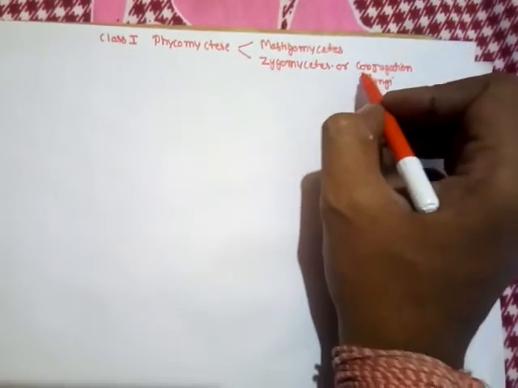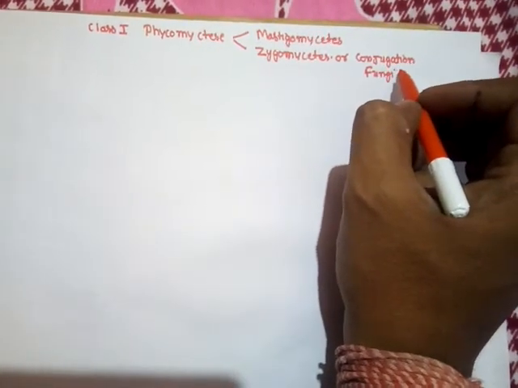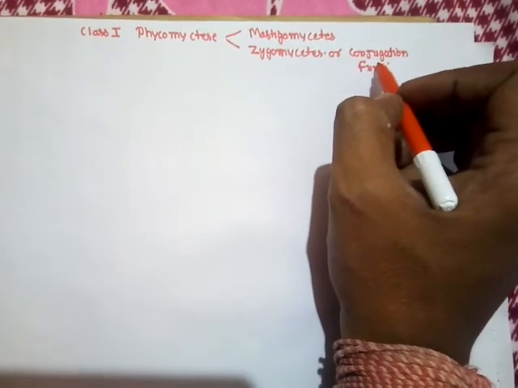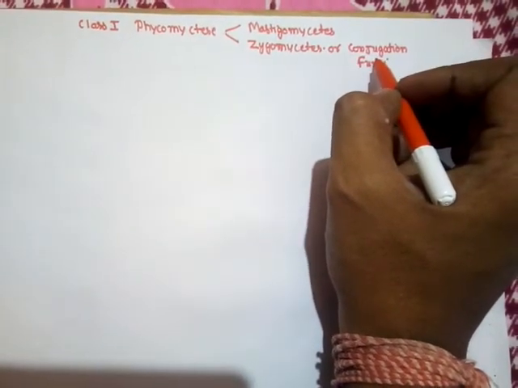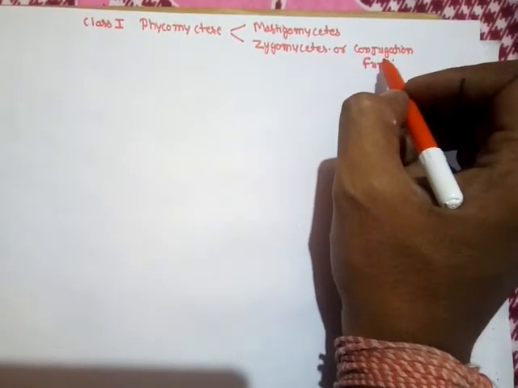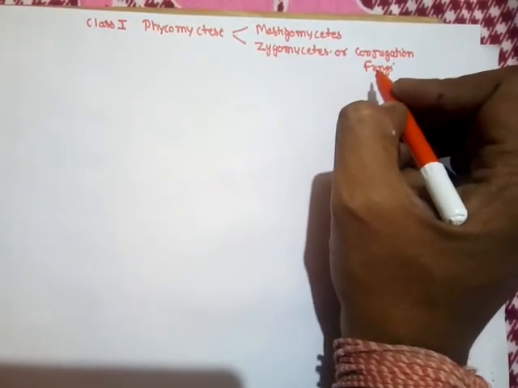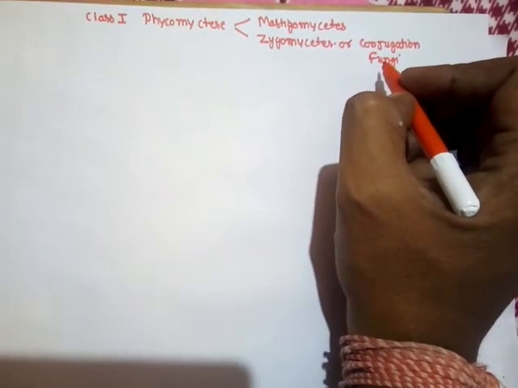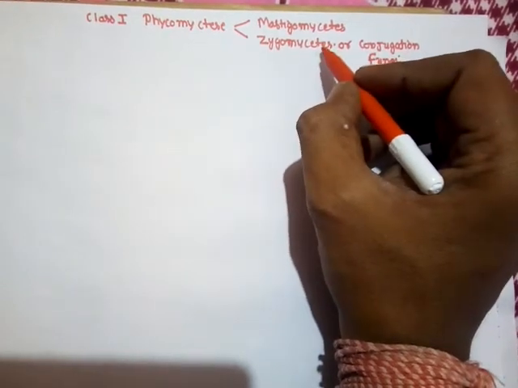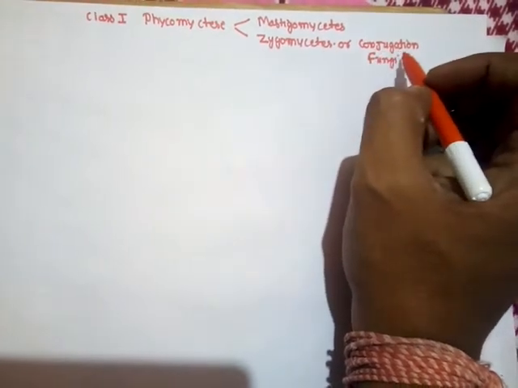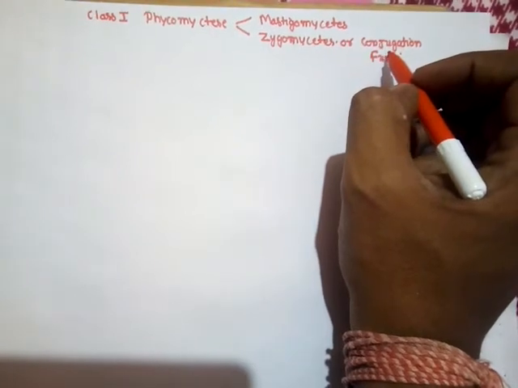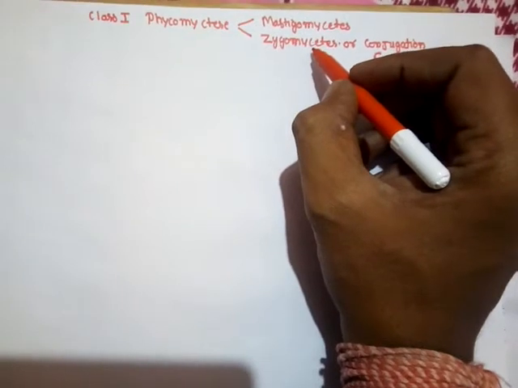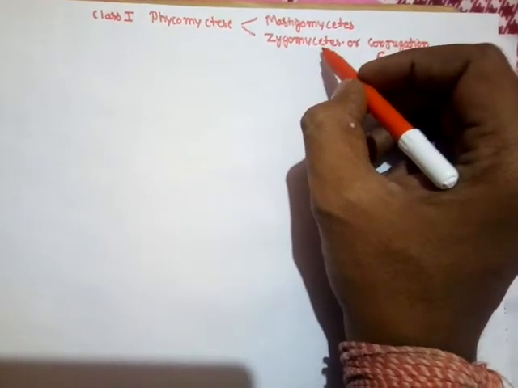The zygomycetes is also known by another name, that is conjugation fungi, and the reason is very clear, because during the life cycle of the zygomycetes, the two hyphae of opposite strain conjugate with each other. Conjugate means they will fuse with each other, and due to the presence of the conjugation process in their life cycle, the subclass zygomycetes is also known as the conjugation fungi. And after conjugation, these hyphae produce the zygospores, and that is why this class name is also zygomycetes.